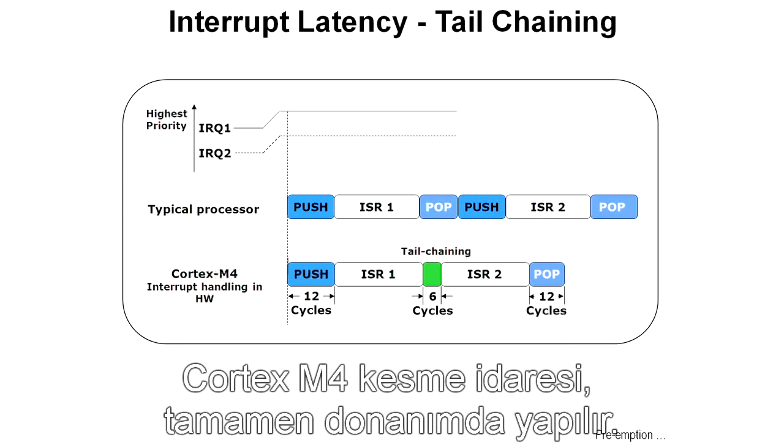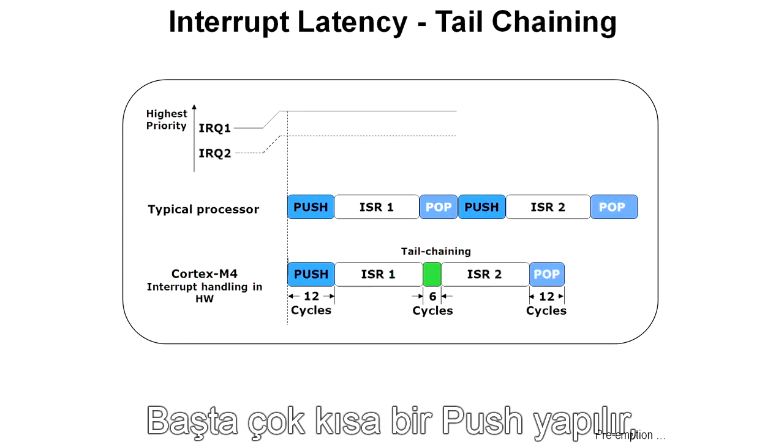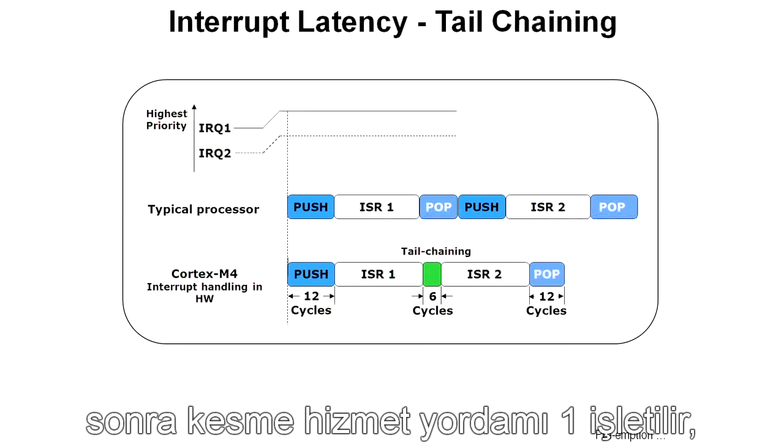The Cortex M4 interrupt handling is all in hardware. So we have a very short push at the beginning, and then we see that we run interrupt service routine 1.